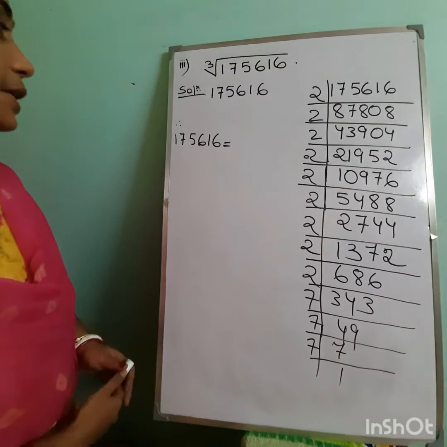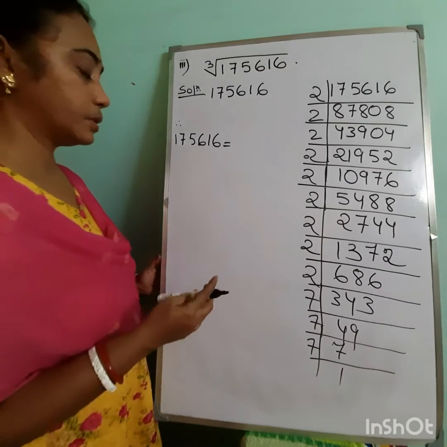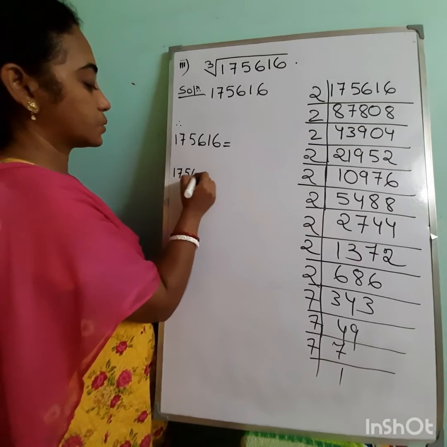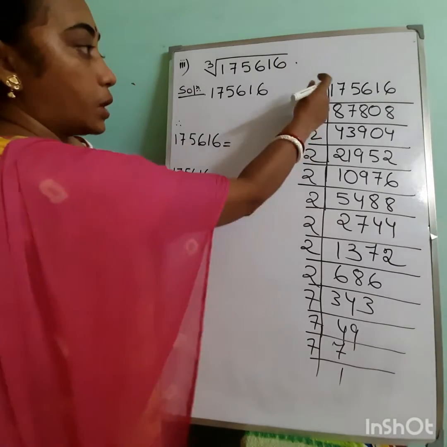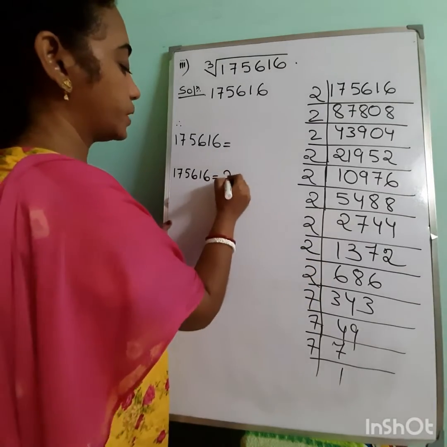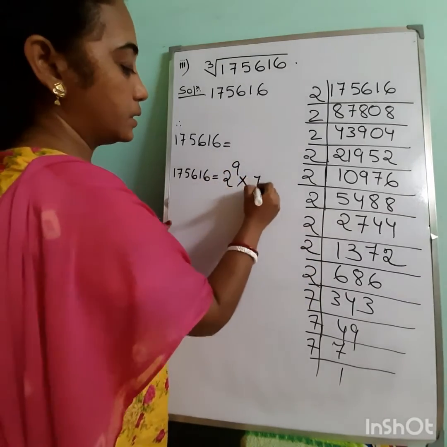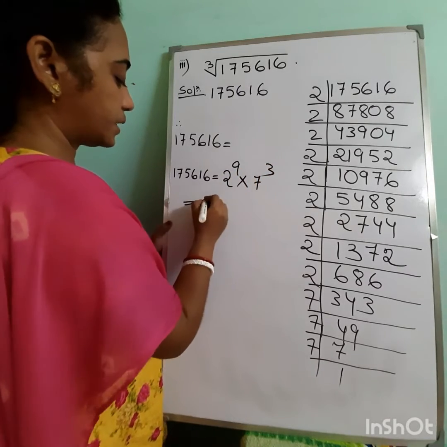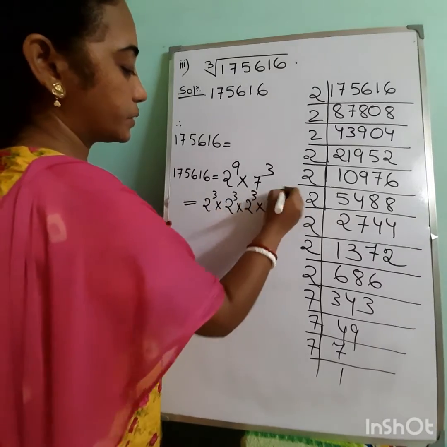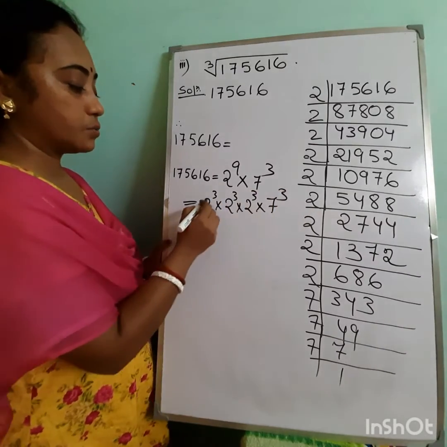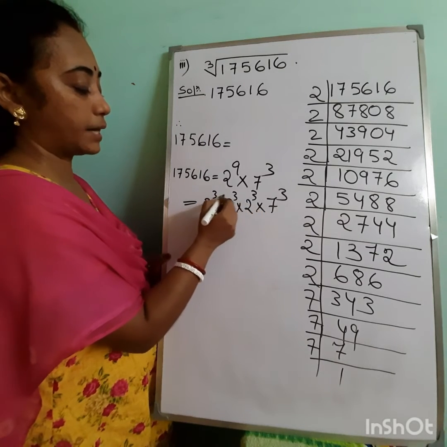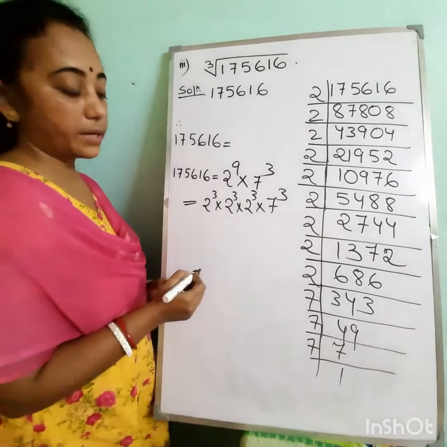Therefore we can express the given number as the product of its prime factors. 175,616 is equal to, see 1, 2, 3, 4, 5, 6, 7, 8, 9. Total there are 9 2's. So we write it as 2 to the power 9 multiplied by 7 cube. And this we can write as 2 cube multiplied by 2 cube multiplied by 2 cube multiplied by 7 cube. As we know, at the time of multiplication, if bases are the same, then powers will be added. So after adding 3 plus 3 plus 3, we get the power as 9.